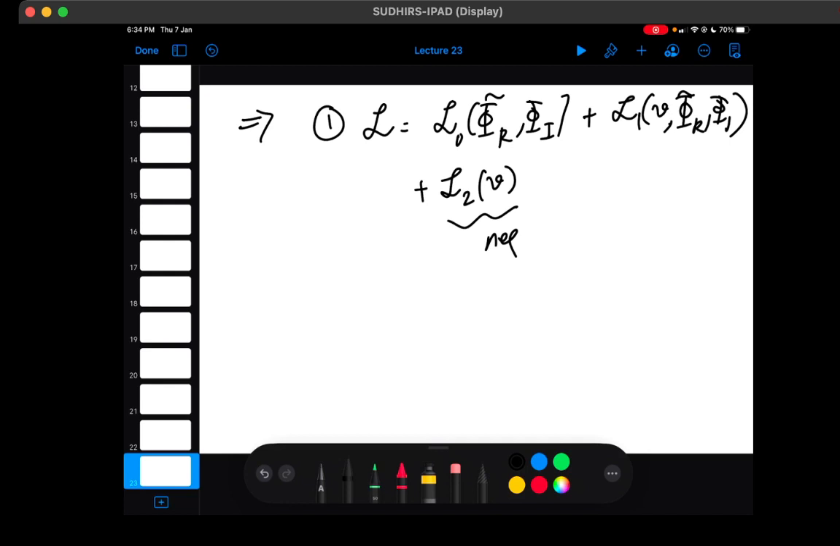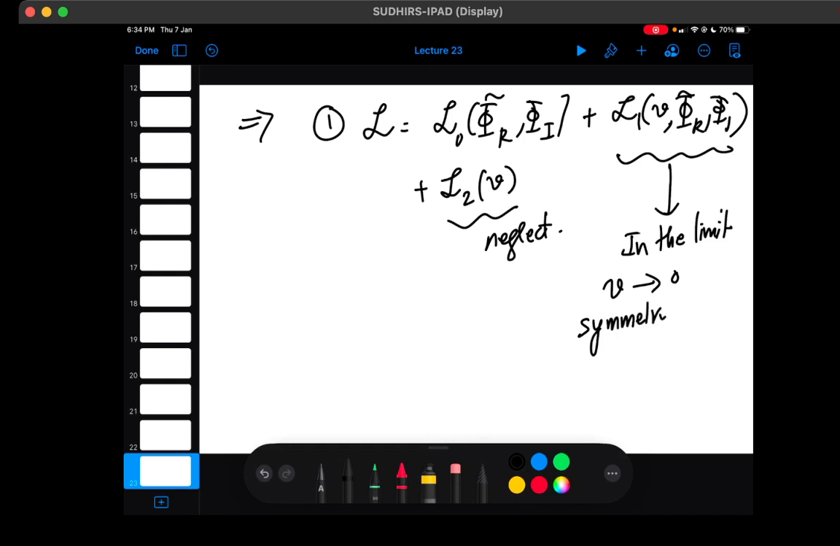So in the limit v goes to 0, symmetry is restored. So that means this L0 is U(1) symmetric. So L2 is completely constant.